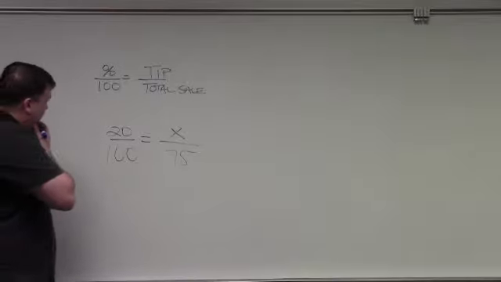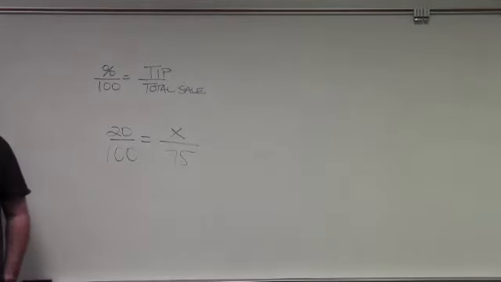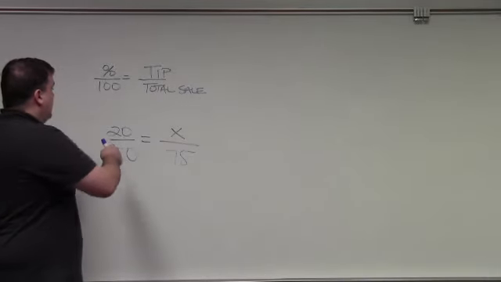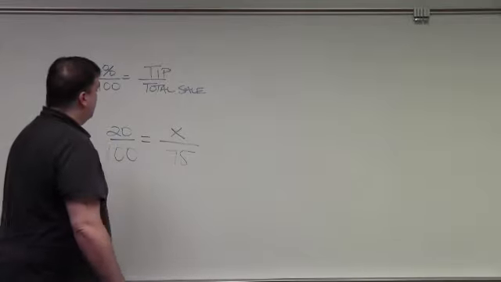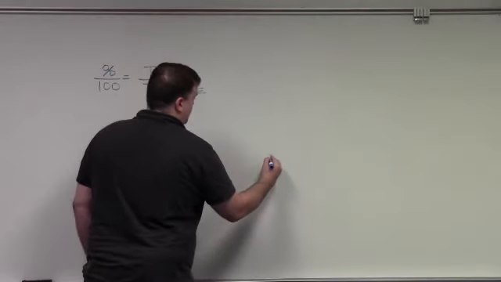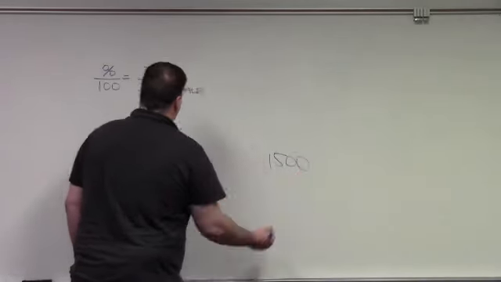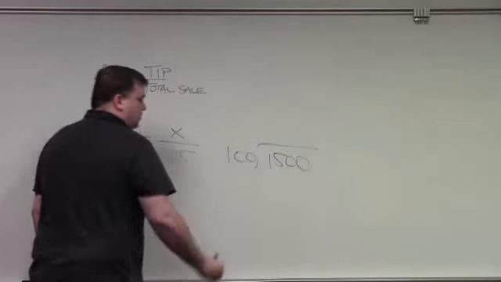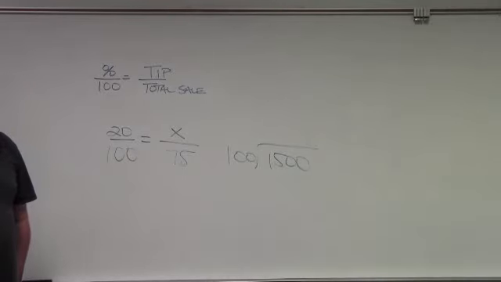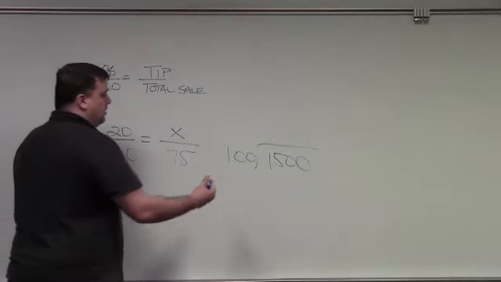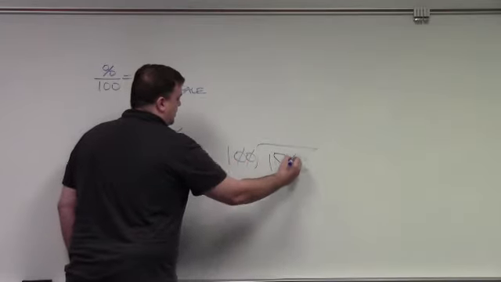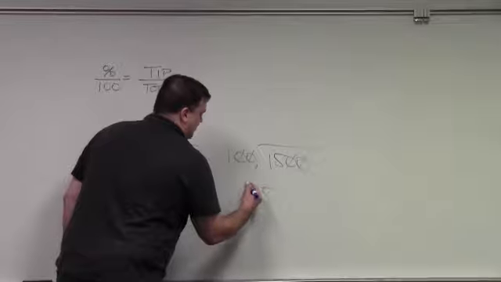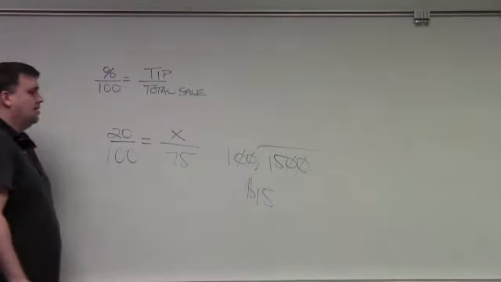So what would I do to solve this one? Cross multiply and divide. 20 times 75 is 150 plus another 0, plus another 0, 1,500. And I'm going to divide that by 20. So can I eliminate my zeros? I got 2 on the inside, 2 on the outside. So what's my answer? 15. And then you add that to 75.